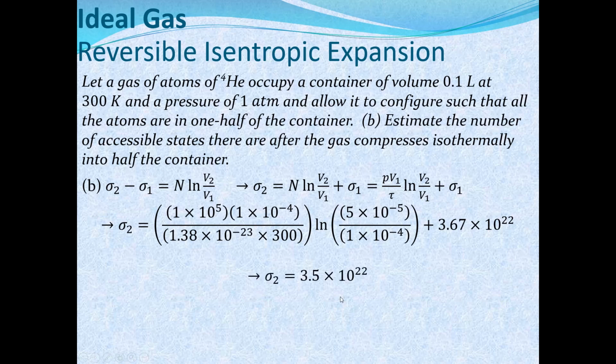And we end up getting that the entropy is equal to this, 3.5 times 10 to the 22. Not a huge difference. I mean, relatively not a huge difference compared to what it was before. And what we find is that when we do the same idea of raising e to this entropy term, we end up getting a fairly similar number to what we had before.